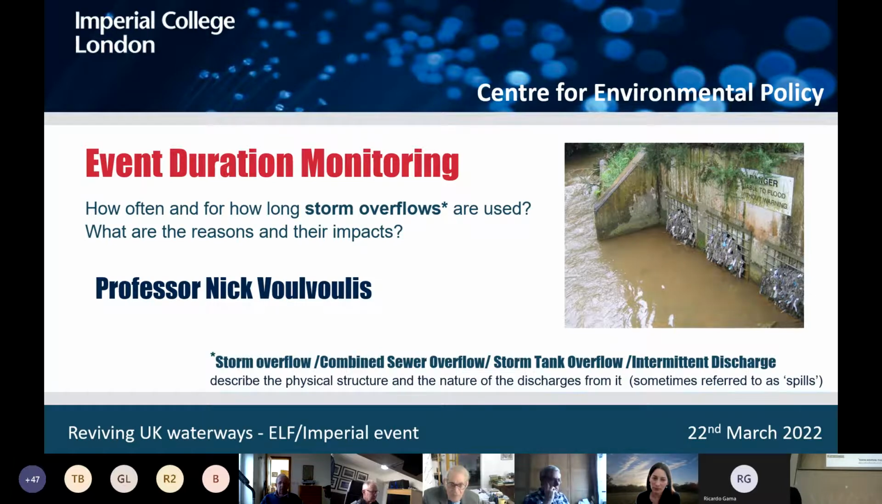Let me explain storm overflows. We normally refer to them as storm overflows or combined sewers or storm tank overflows and so on. It's mainly discharges that take place when we have a lot of rainfall, not the normal discharges out of wastewater treatment plants, where the wastewater is treated, right?